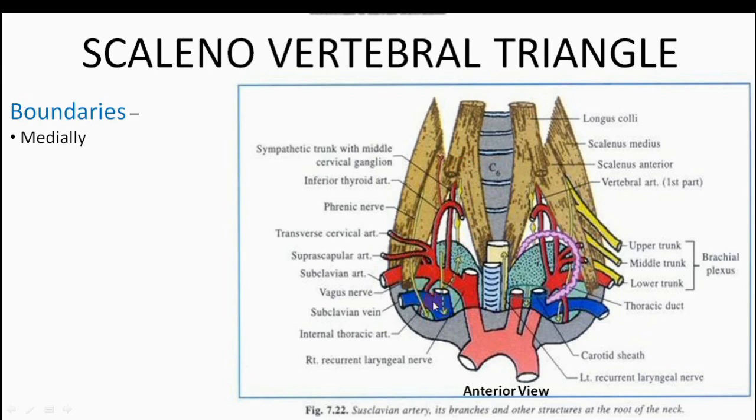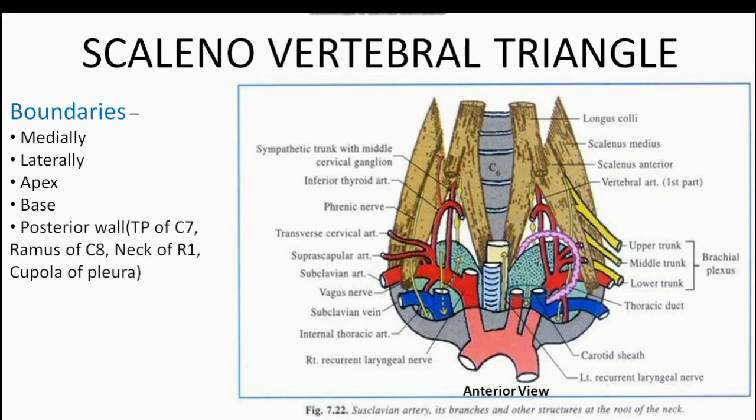And here, this is the base. So this base is bounded by the first part of subclavian artery. Clear? So the base by the first part of subclavian artery, medially by this longus colli oblique part, and laterally by the scalenus anterior, and the apex bounded by the transverse process of C6. Clear? This is medial boundary, lateral boundary, apex and base.